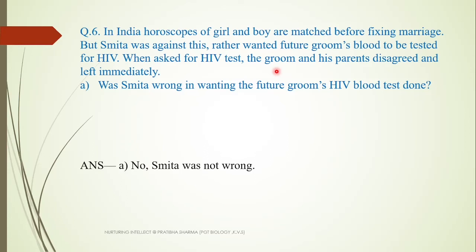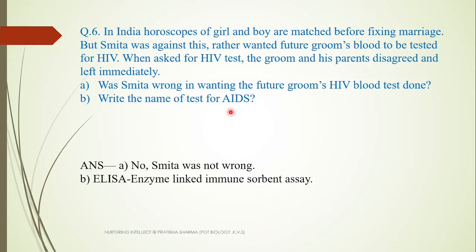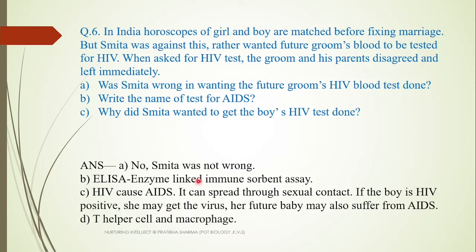I don't think so. So no. Write the name of the test for AIDS. The diagnostic tests for AIDS are ELISA and PCR. Why did Smita want to get the boy's HIV test done? Why did she want it? Because HIV causes AIDS and it can spread through sexual contact. If the boy is HIV positive, she may get the virus. Her future baby may also suffer from AIDS. So she wanted to secure her life. That's why she wanted it.